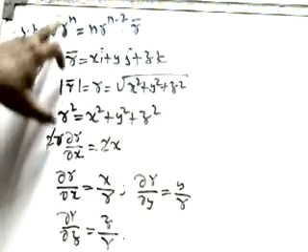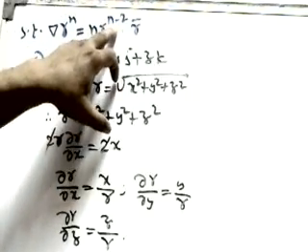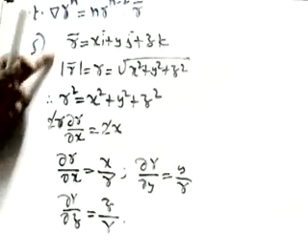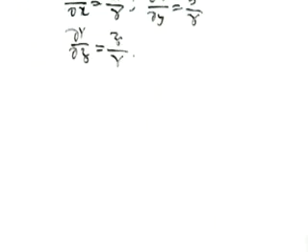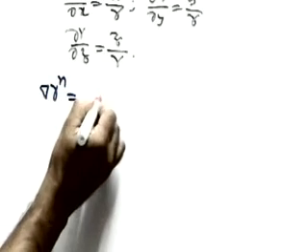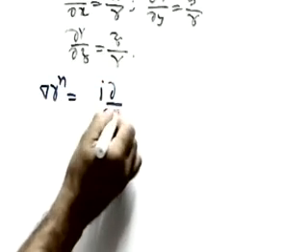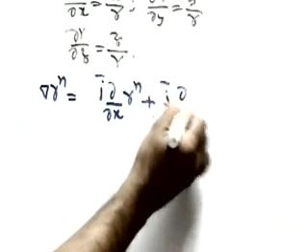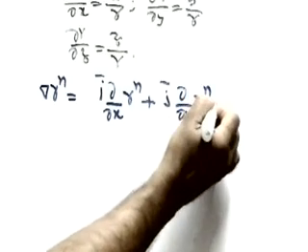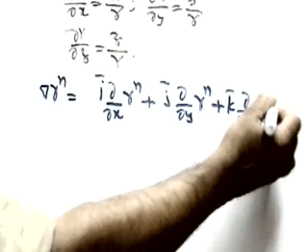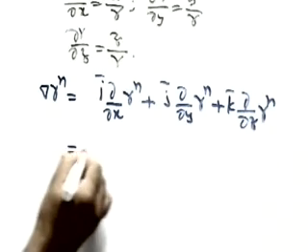So the next question was: show that del of r power n equals n into r power n minus 2 into vector r. Let me start here. These steps you write by yourself. Now I am writing the left-hand side. What is del of r power n? Del is i dou by dou x of r power n plus j dou by dou y of r power n plus k dou by dou z of r power n.